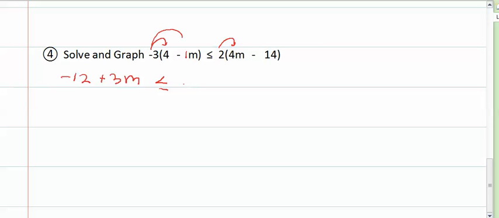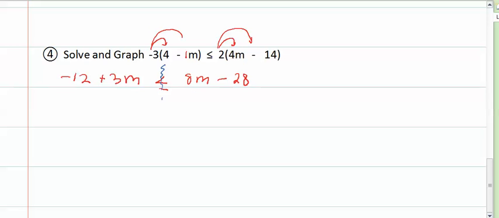Now let's do the other distributive property. 2 times 4 is 8, and there's an m with that. 2 times -14, positive times a negative is a negative, and it's 28. Okay, there's your first step. Then we look and say, okay, here's my inequality. This is my wall. Is there anything over here that can be combined? No. Is there anything over here that we can combine or put together? No.